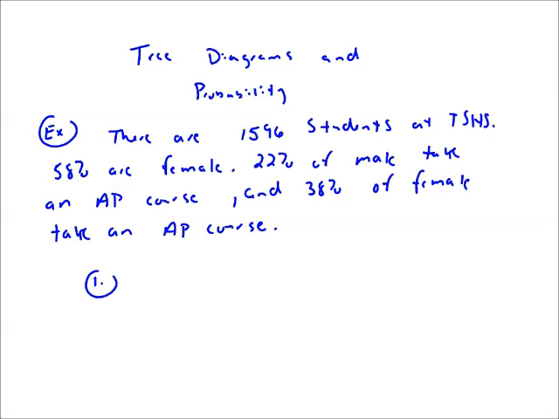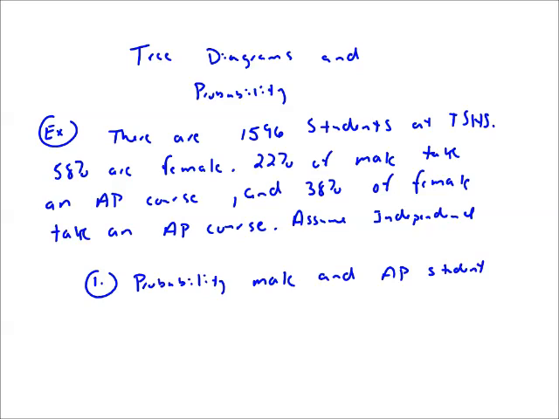Question 1. We're going to assume independence. What is the probability of being a male and an AP student? Well, the probability of being male: there are 58% that are female, so if I take 100% minus 58%, I have 42% are male.